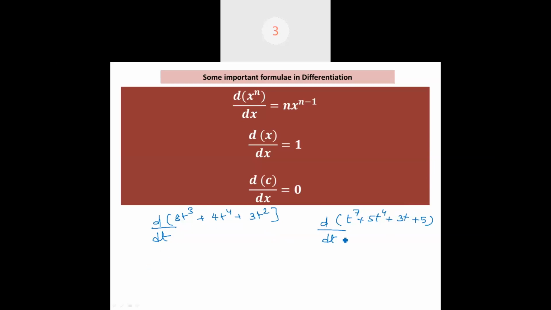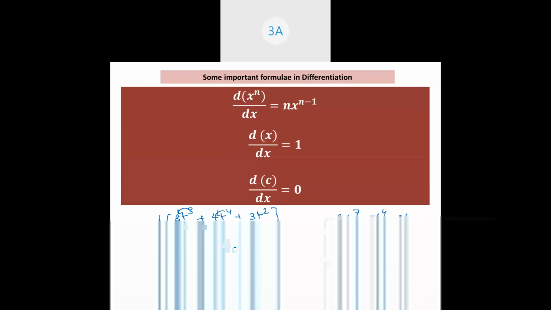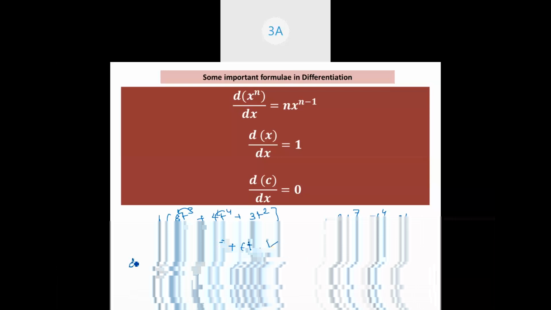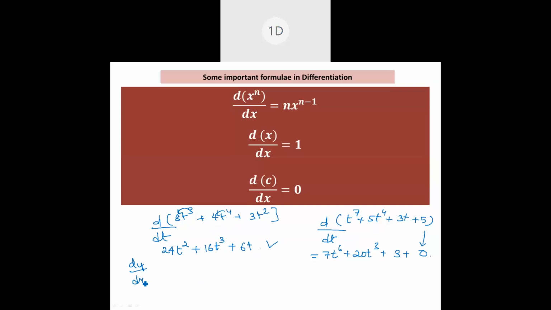Second answer is 7t power 6 plus 20t power 3 plus 3 plus 0. Very good, Dilip. Correct. Anran, correct. Very good. Plus 0, this is a constant, so no differentiation, 0. Here, directly tell me, 8 threes are 24t square plus 16t cube plus 6t. Very good. Okay, done.